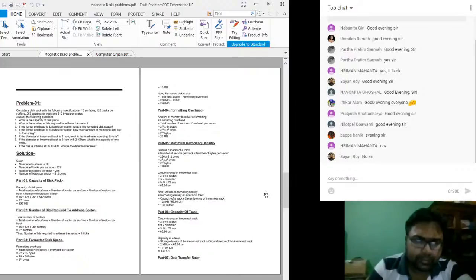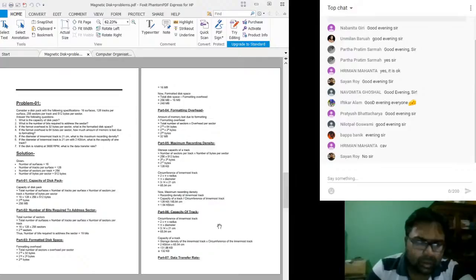Okay, so next comes capacity of the track. So what is the capacity of the track? Circumference of the innermost track is given. Capacity of a track is the storage density of the innermost track multiplied by the circumference of the innermost track. So you will just multiply it and you will get the capacity of the innermost track.